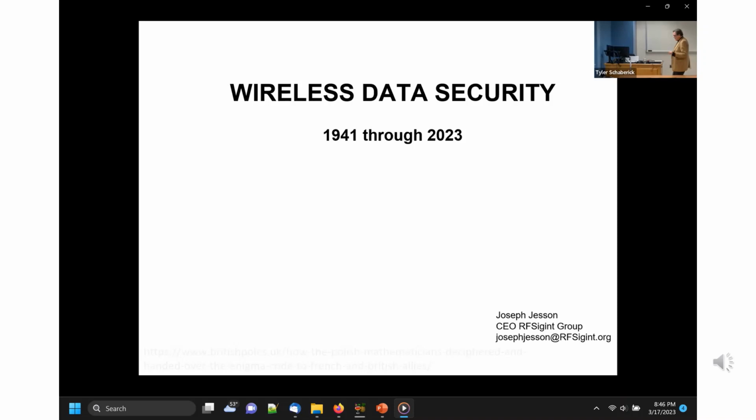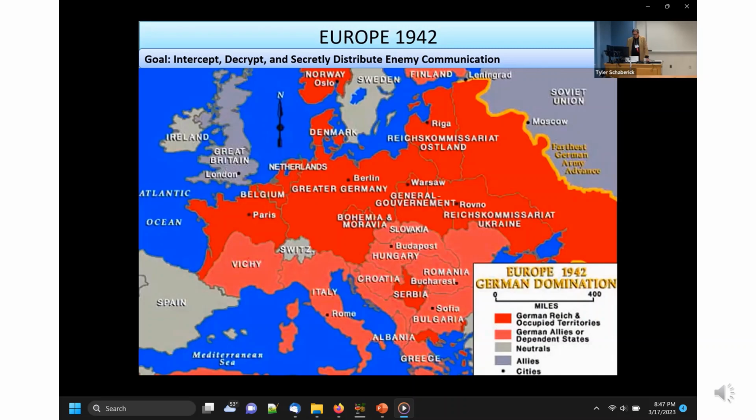In Joe Jesson's talk, he presented a series of wireless data security examples from history. The first example was Germany's use of encrypted Morse code messages during World War II, and Britain's efforts to intercept and decrypt German messages.